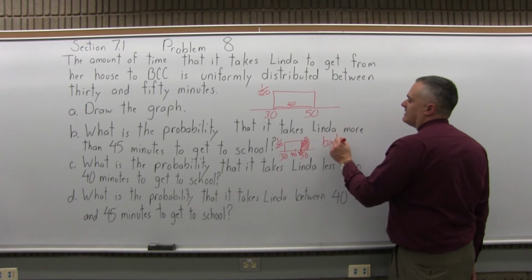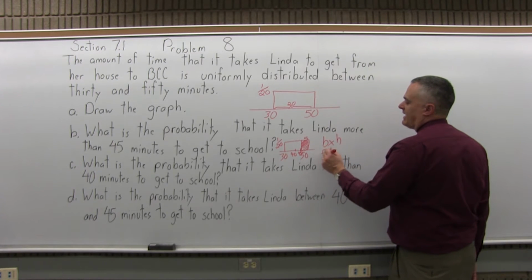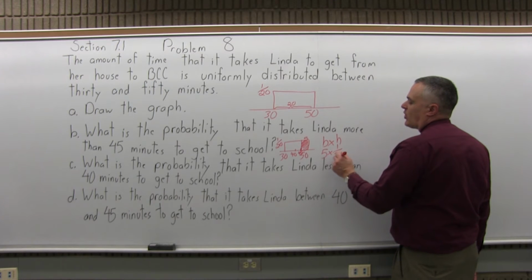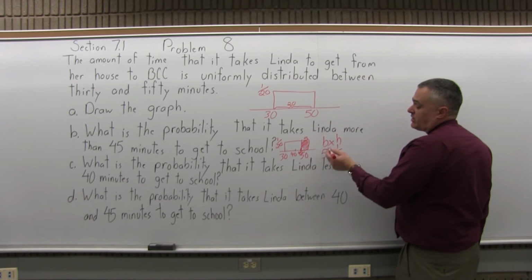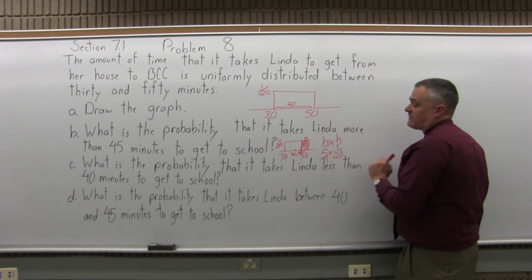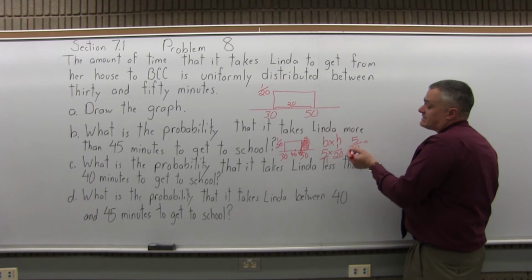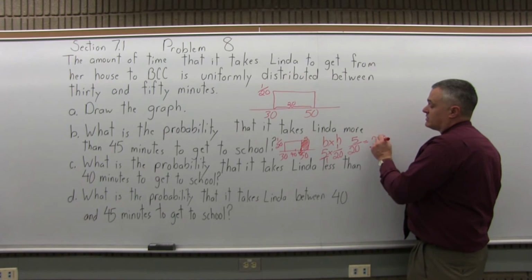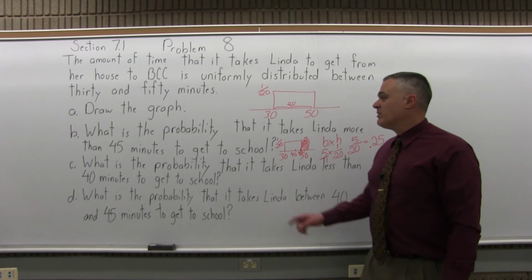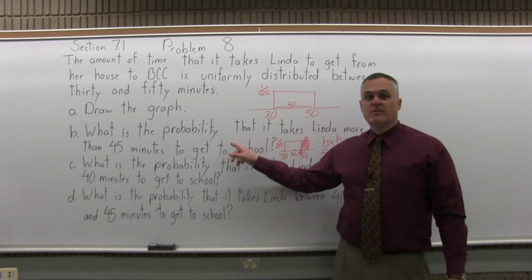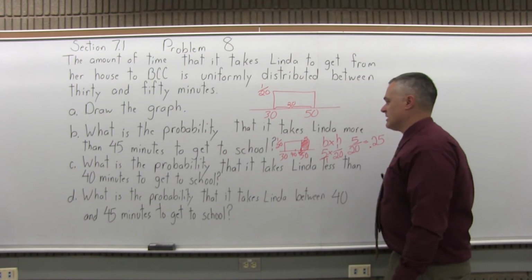So base times height, the base is 5, times the height is 1 over 20. You can multiply it as a fraction. Think of the 5 as 5 over 1. So top times top, 5 times 1 is 5. Bottom times bottom, 1 times 20 is 20. 5 over 20 I can see as a fourth, which I can reduce to 0.25. So the probability that it takes Linda more than 45 minutes is a 25% probability.